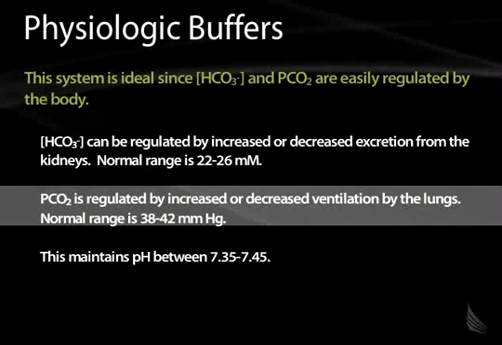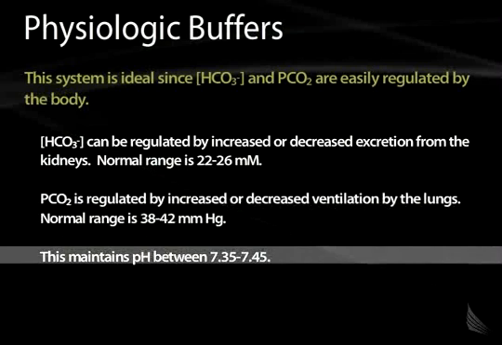The partial pressure of CO2 is regulated by increasing or decreasing ventilation at the lungs. When we increase ventilation, the partial pressure of CO2 goes down. When we decrease ventilation, the partial pressure of CO2 goes up. The normal range for PCO2 is approximately 38 to 42 millimeters of mercury. And the combination of these two factors maintains the pH of all our cells in our extracellular fluid between approximately 7.35 and 7.45. This is important because all of our enzymes and physiologic processes work optimally in that pH range.